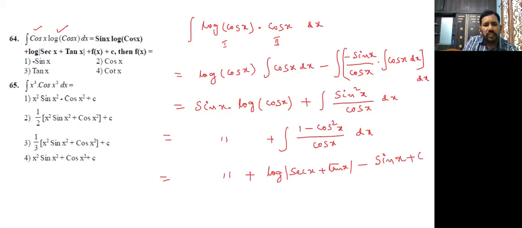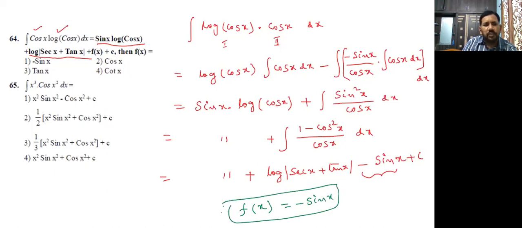See the question already given: sin x log cos x plus log modulus secant x plus tan x plus f of x. This is the f of x value or not? So finally f of x is minus sin x. This is the answer. So which option is correct? First option. First option is correct.